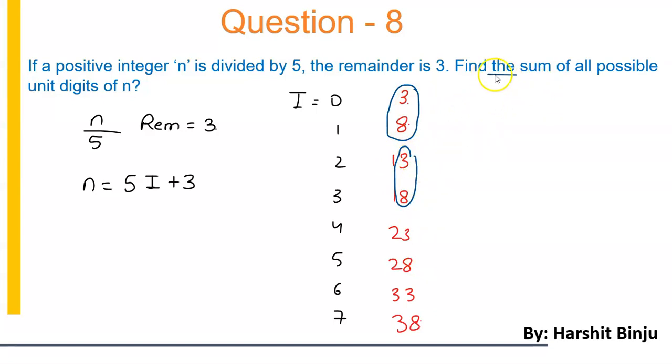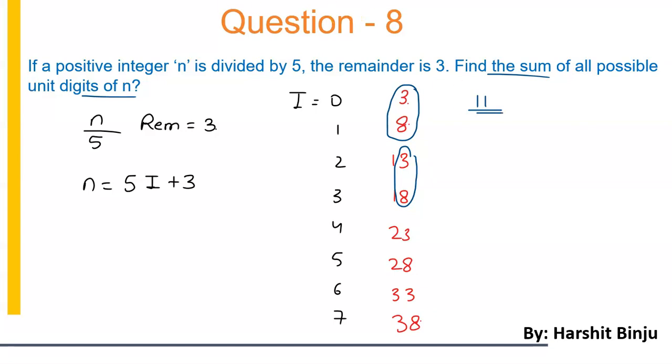Hence, the sum of all possible values of the unit digit of n is simply equal to 11, and that's the answer. Now what could have been the other way around? Let's suppose you say, no, we are not satisfied with this approach, we want a proper approach, we want to prove this. So fine, let's do that.